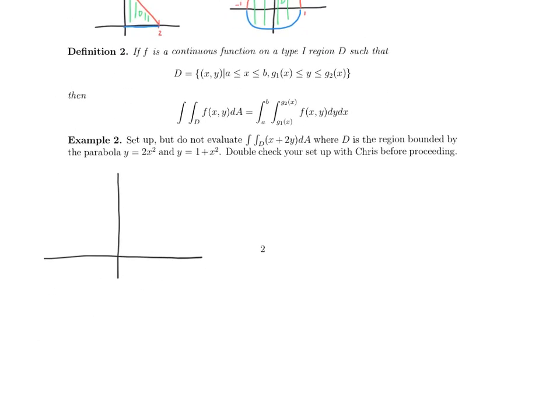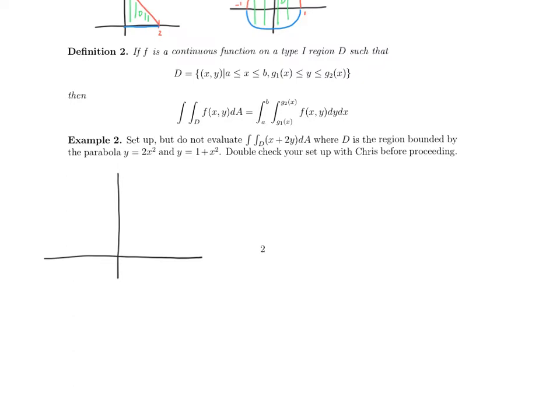Let's set up, and we're not going to worry about the evaluation, the limits of integration for the double integral, where D is the region bounded by the parabola y equals 2x squared and y equals 1 plus x squared. And I guess you should double check with me before proceeding. Let's sketch these. The shapes of these graphs are going to be very similar to each other.